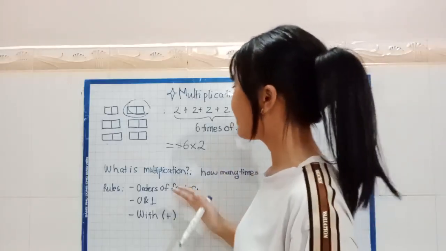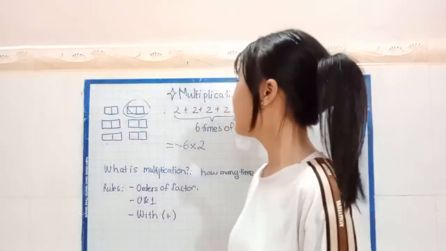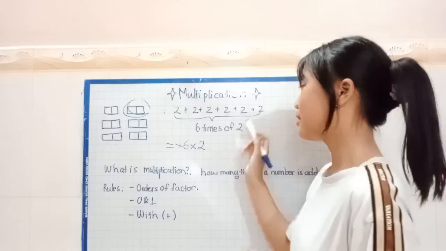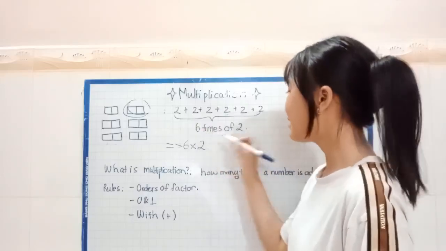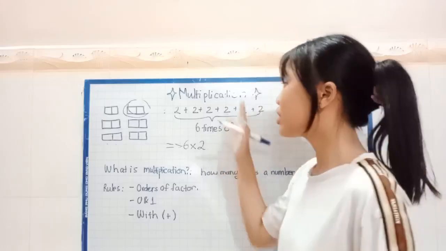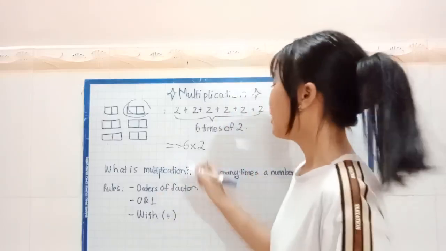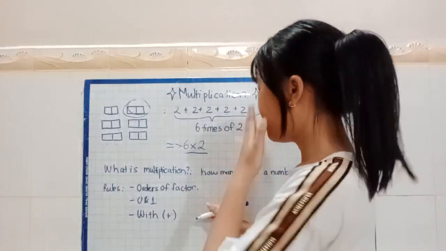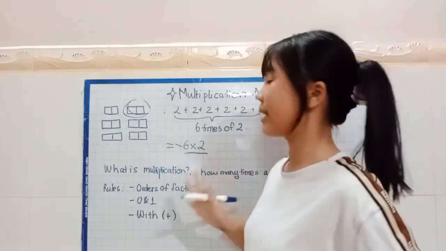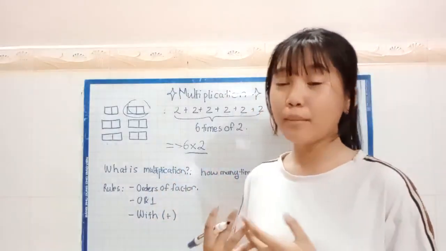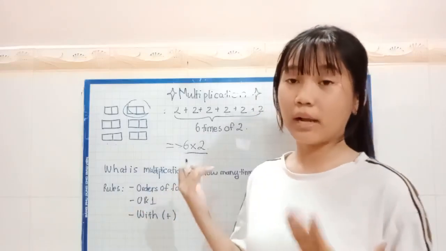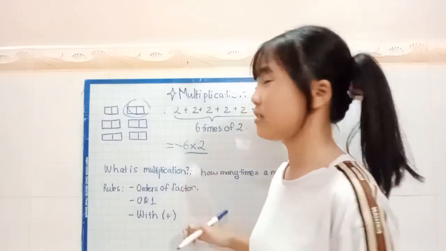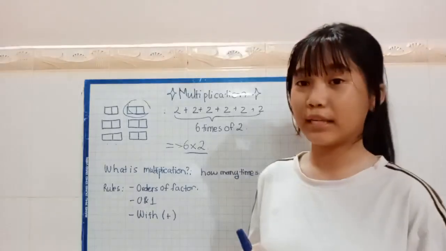So in mathematics, there's a way to simplify this, which is by using multiplication. As you read this, you could read it as 2 plus 2 plus 2, or you could read it as 6 times of 2. Which comes to our multiplication, which here is 6 times 2. So now, what is multiplication again? It's basically how many times a thing or a number is being added. So there are lots of rules in multiplication that I think you should know.